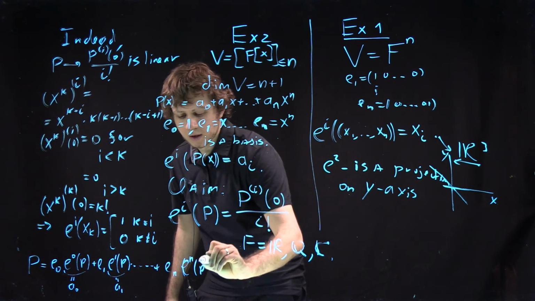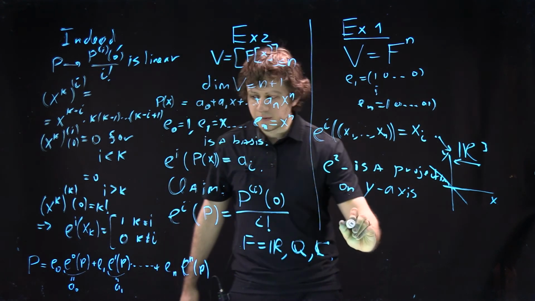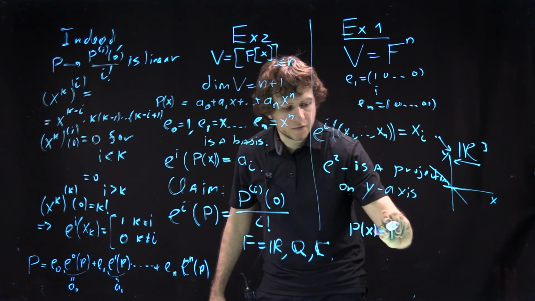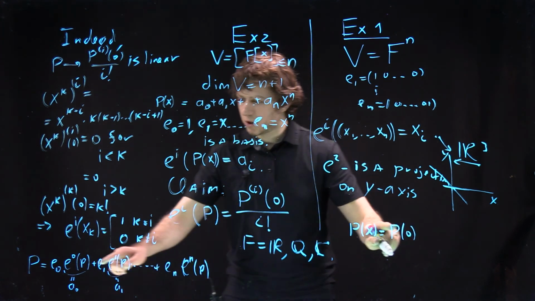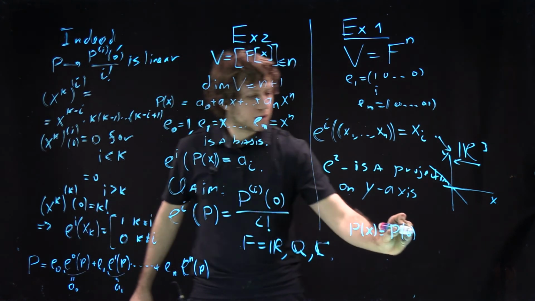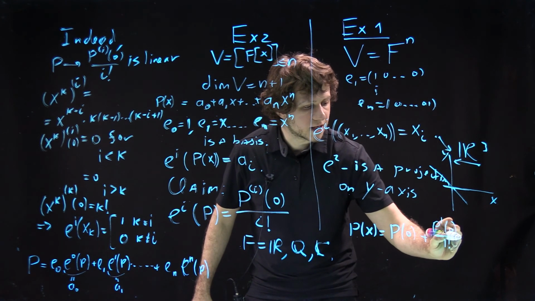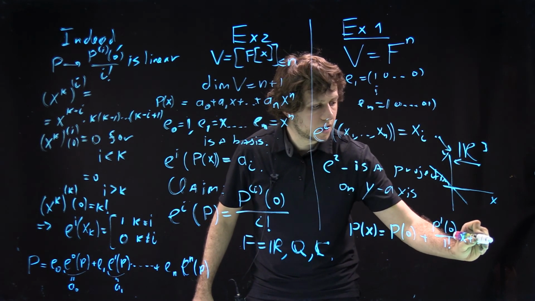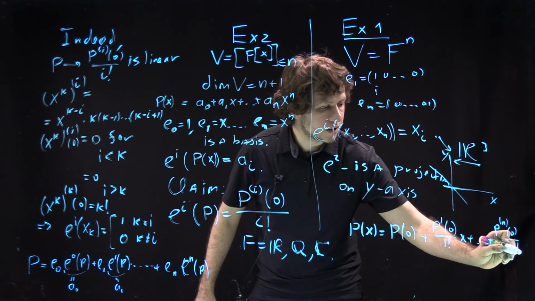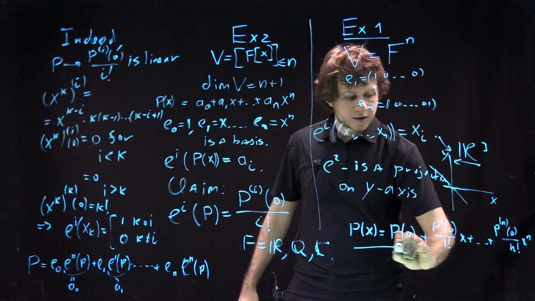But if you think about what this actually means, if you just write it down, it means that our polynomial p of x equals p of 0, which is just what e0 of p does, it just plugs in 0, times 1, plus p prime of 0 divided by 1 factorial times x, plus and so on, up to the n-th derivative at 0 over n factorial times x to the n. And this is what's called Taylor's formula.